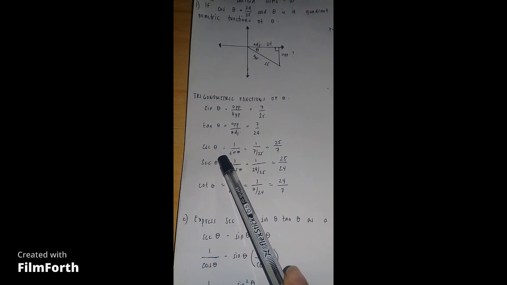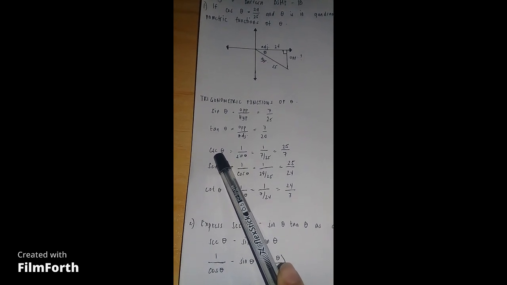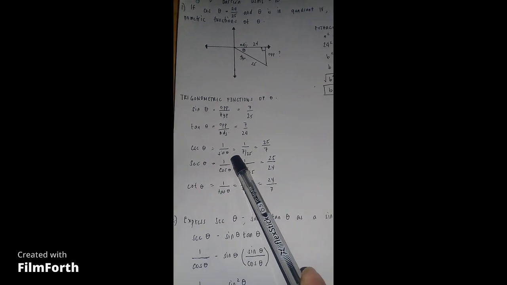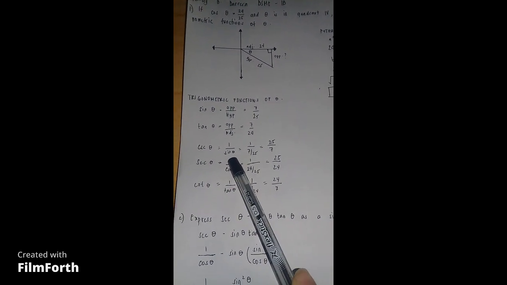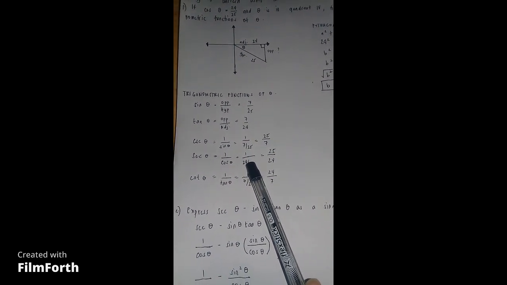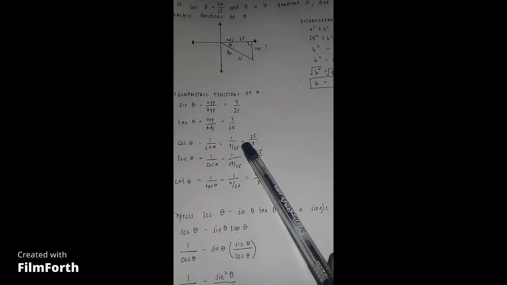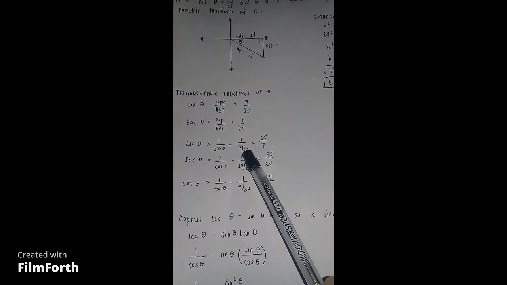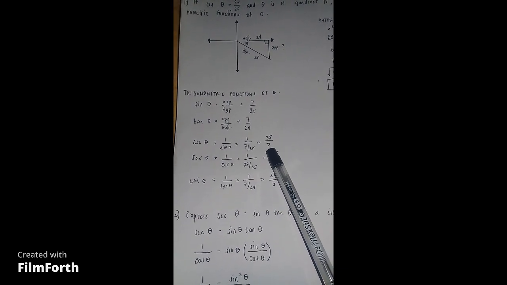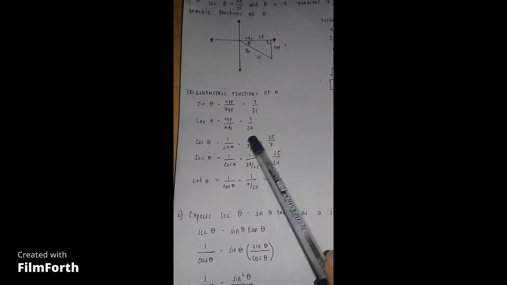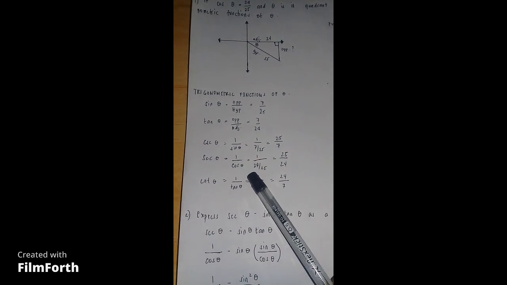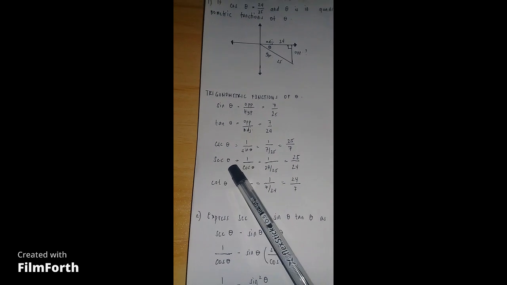Cosecant theta equals 1 over sine theta. So 1 over 7 over 25, our value is 25 over 7. So just multiply and inverse.